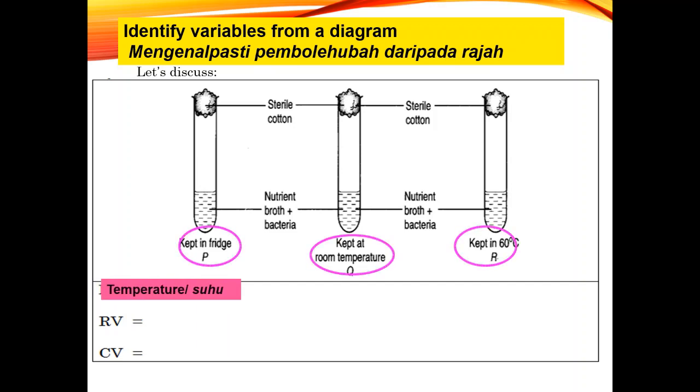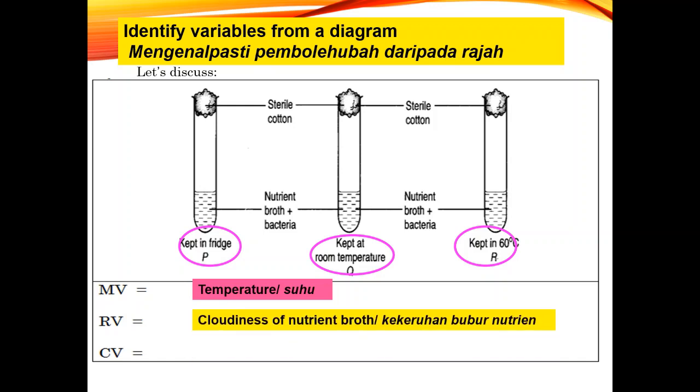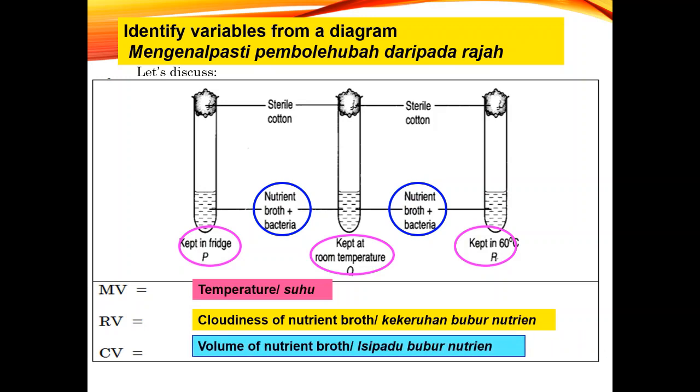So actually these three are referring to the temperature. So for the responding variable, at the end of this experiment, what can you observe from the nutrient broth that you put into the test tube after weeks, for example? You can see the nutrient broth will become cloudy. So you can write down the cloudiness of the nutrient broth as the responding variable. And then for the constant, you need to find out what is the similarity there. You can find out from the test tubes here, they have the same volume of the nutrient broth and also the same type of bacteria. So for the constant variable here, you can write down the volume of nutrient broth, or you can write down the type of bacteria.